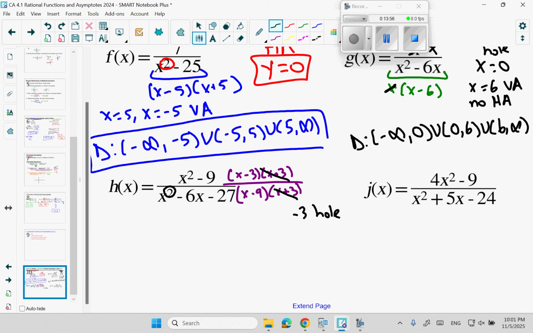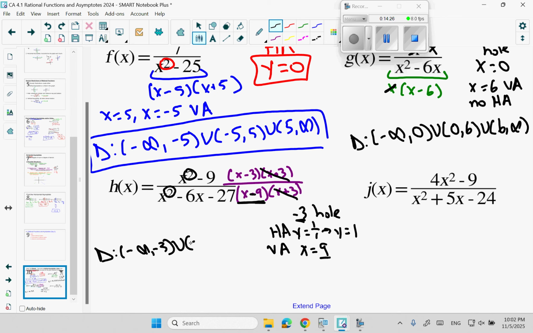We can see that they have the same degree. So my horizontal asymptote is going to be y equals 1 over 1, or just y equals 1. And x minus 9 is going to be my vertical asymptote. So it has to be x equals 9. So which values can I not have for the x value? Negative 3 and 9. So my domain, negative infinity to negative 3, union, negative 3 to 9, union 9 to infinity.